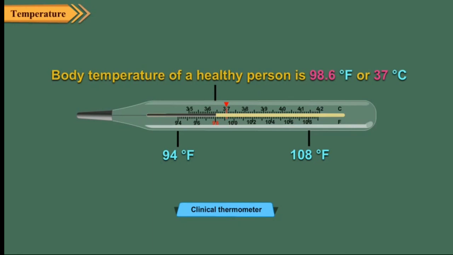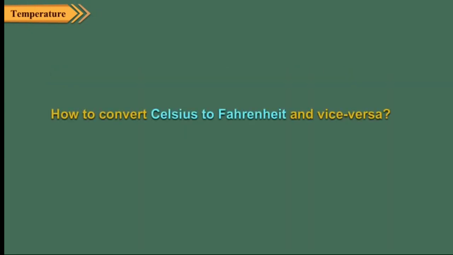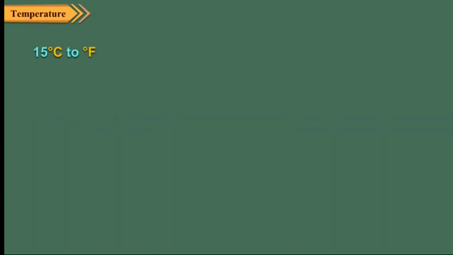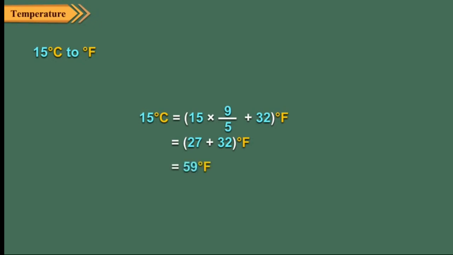Now let's discuss how to convert Celsius to Fahrenheit and vice versa. To convert Celsius to Fahrenheit, we multiply by 9 upon 5 and then add 32 to the product. For example, to convert 15 degree Celsius to degree Fahrenheit, we first multiply 15 by 9 upon 5 to get 27. To 27 we add 32 to get the required answer as 59 degrees Fahrenheit.